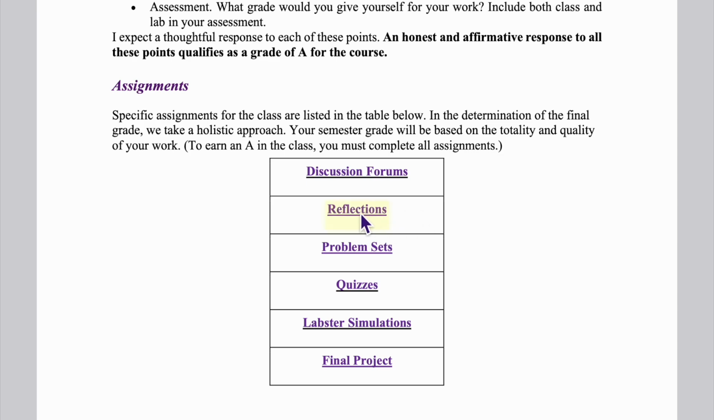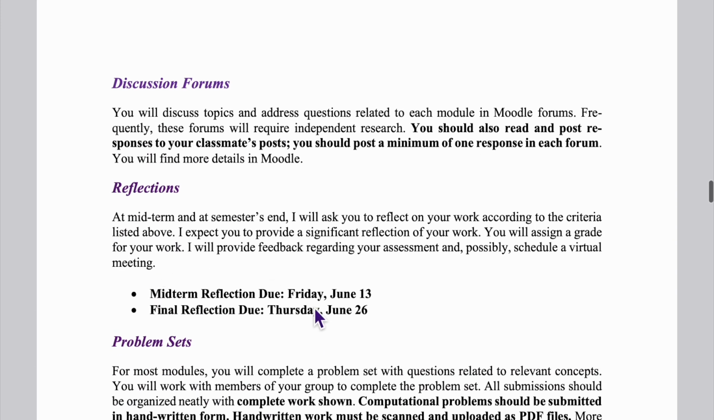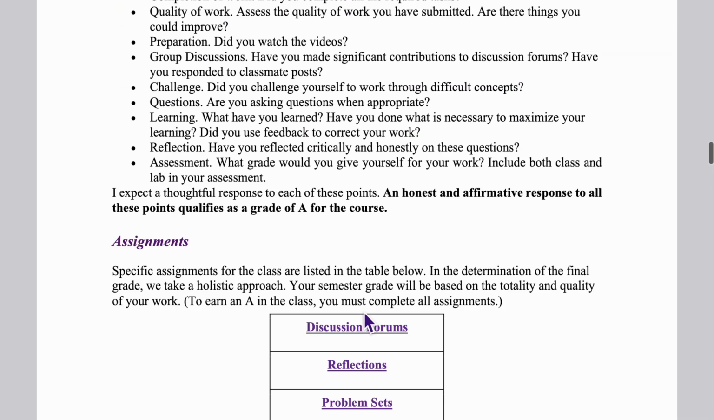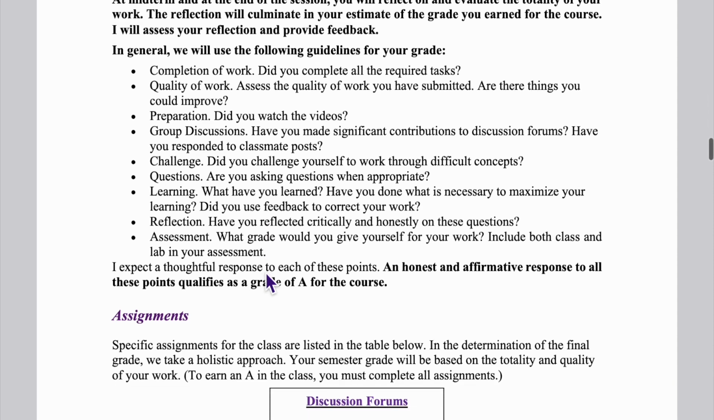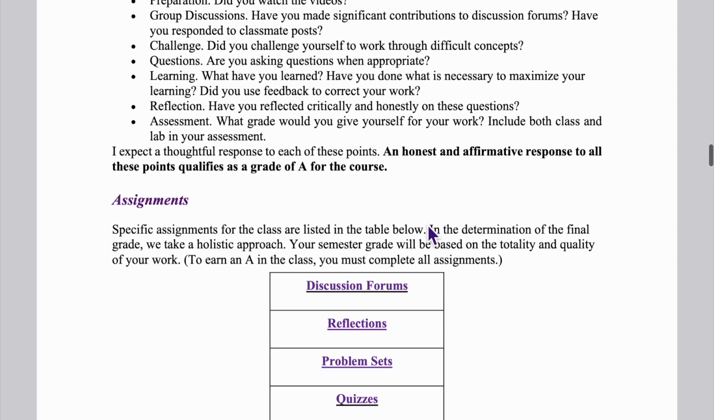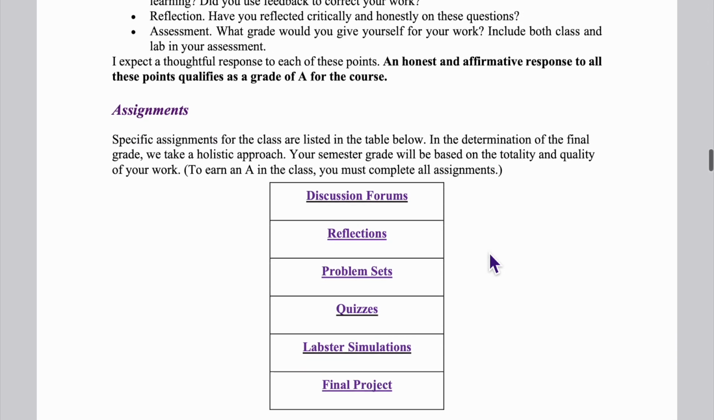The reflections, which are based on the ungrading, are due at the midterm, Friday, June 13th, and the final reflection due the last day of class. And the reflections, as noted earlier, will address the various bullet points here that are in the syllabus, and you will actually provide an estimate of the grade that you think you have earned in the course. And again, to earn a grade of A, you must complete all of the assignments in the course, and you must reflect honestly and affirmatively to each of the bullet points that are in the reflection.